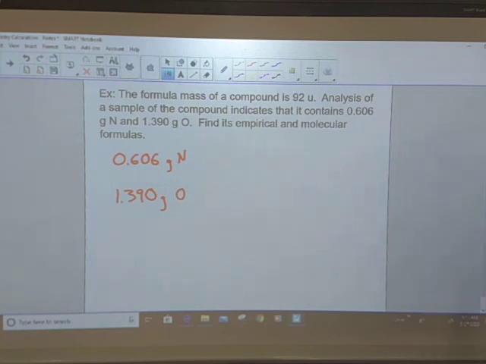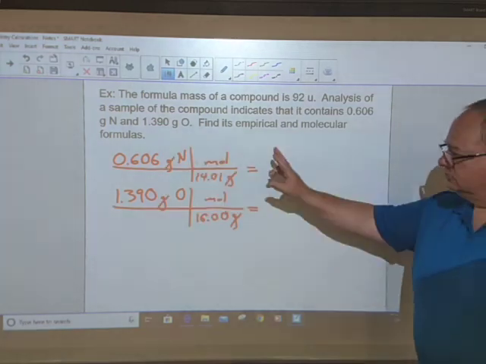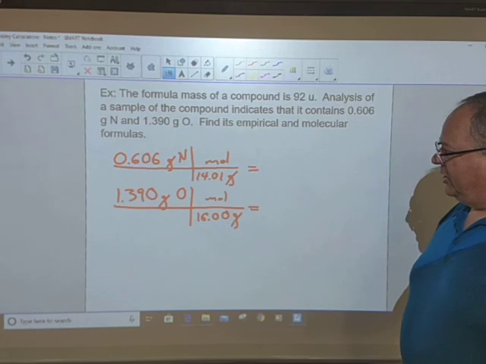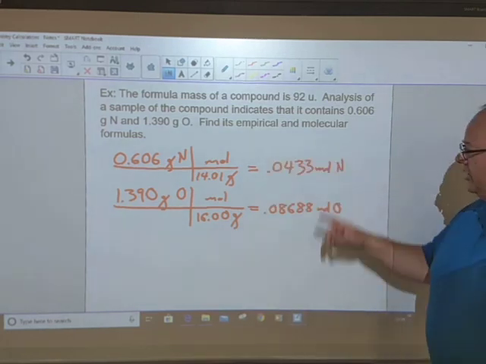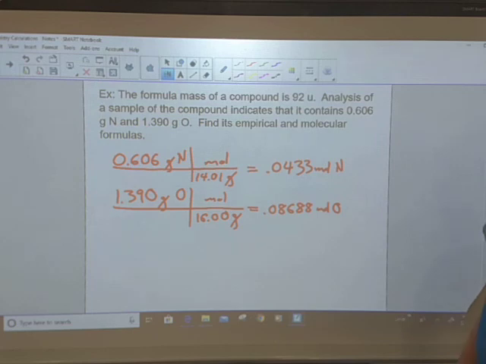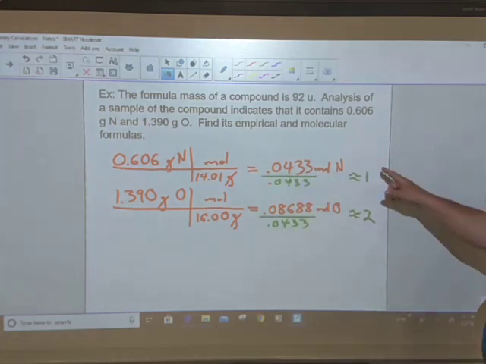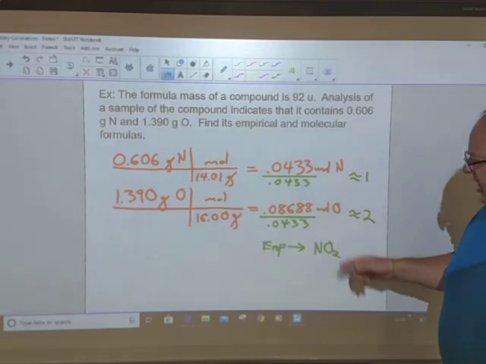We're going to change grams to moles. Look them up, periodic table. Divide out, here's my mole ratio. Okay, simplify it. Here's my smaller number. Divide both by that, and we got a ratio of about 1 to 2, which means my empirical formula is NO2.